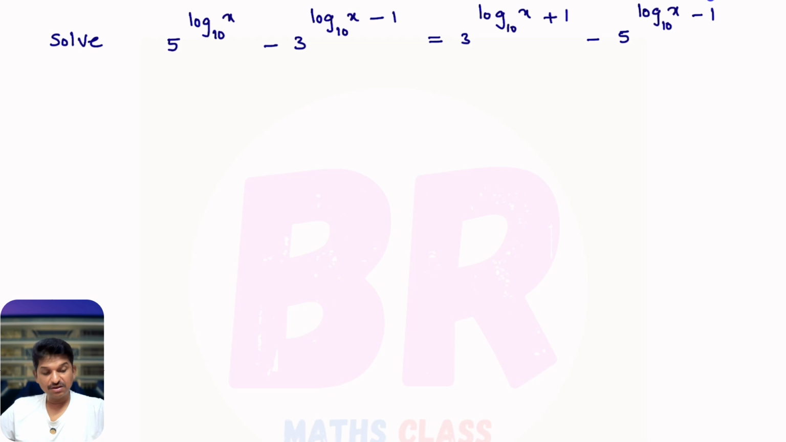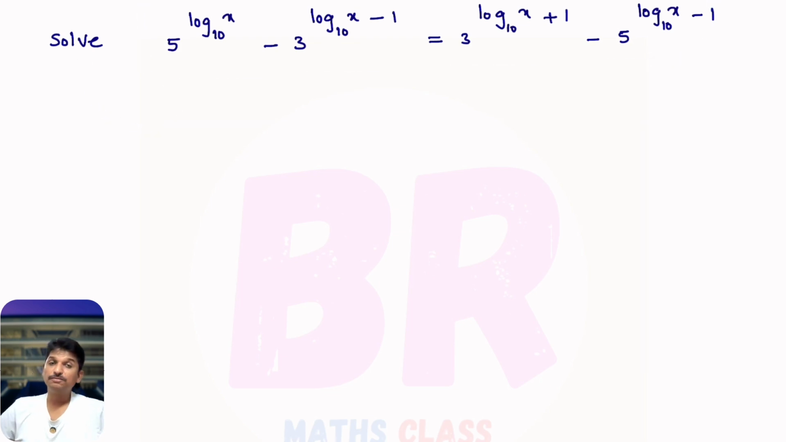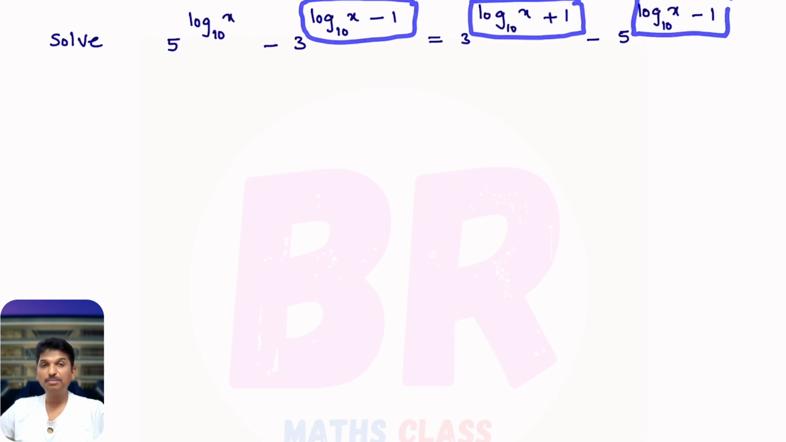You observe this equation. They are asking us to solve this equation. Pause this video, try your own. Usually, where the students get confused is this: they think that this is log x minus 1 base 10. If it were log x minus 1 base 10, they would give it like this, logarithm of x minus 1 base 10. But they have not given it like this. So this is log x base 10 minus 1. This is log x base 10 plus 1. Log x base 10 minus 1.